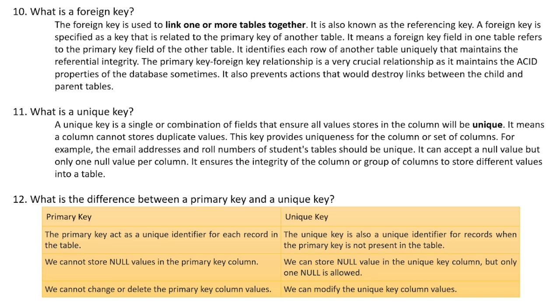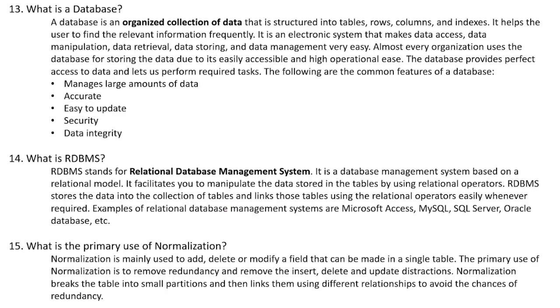Second point. We cannot store null values in the primary key column, but we can store a null value in the unique key column, but only one null is allowed. Third point. We cannot change or delete the primary key column values, but we can modify the unique key column values. Question 13. What is a database?